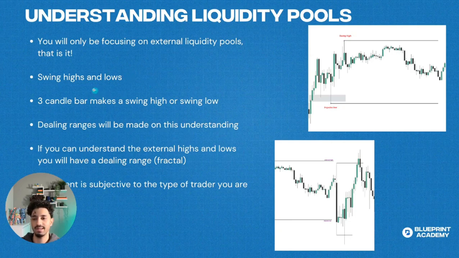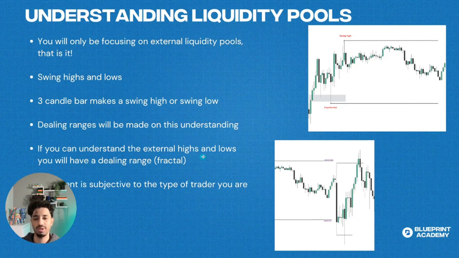And then the next thing is you're going to focus on 3 candle bars. This is what makes a swing high and a swing low. And this is where your dealing range understanding is going to stem from. Once you can identify external ranges, then your dealing range is going to be made on this understanding. If you can understand external ranges and external highs and lows, you will have a dealing range fractal. So if you have a large dealing range, you can have a smaller dealing range within the range.